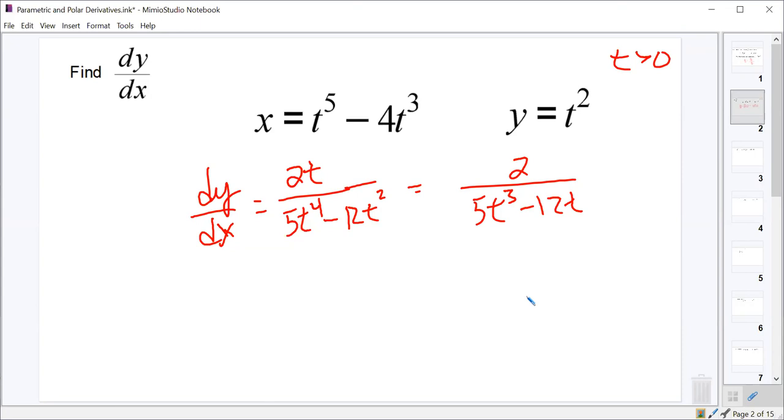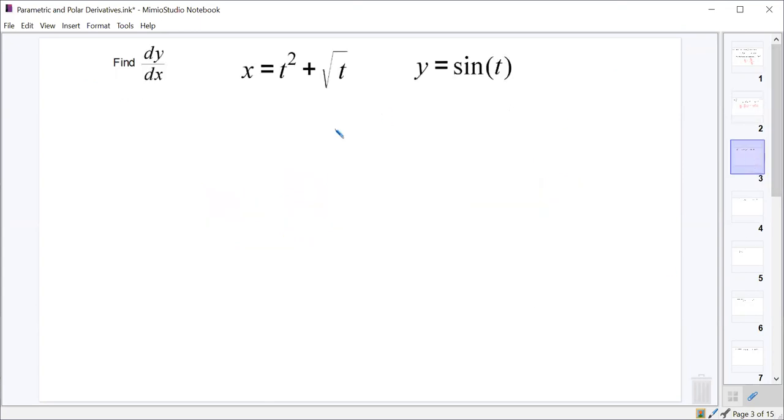But yeah, it's always going to still be in terms of t when we do this. Does that help or no? Yes, thank you. You're welcome. All right, you guys do this one real quick.